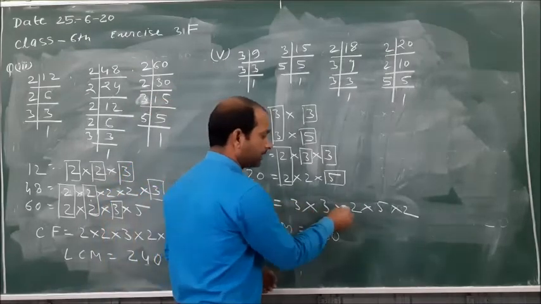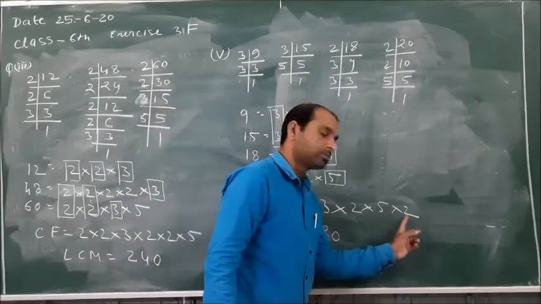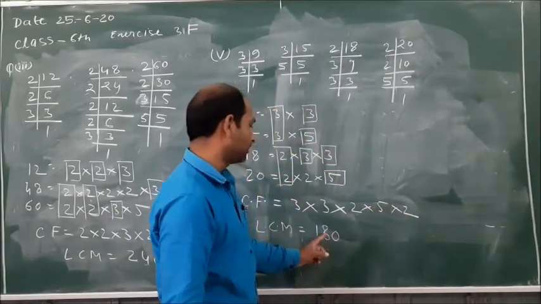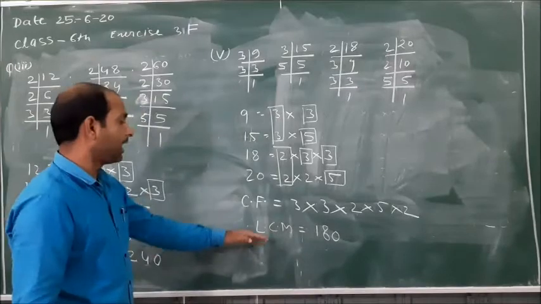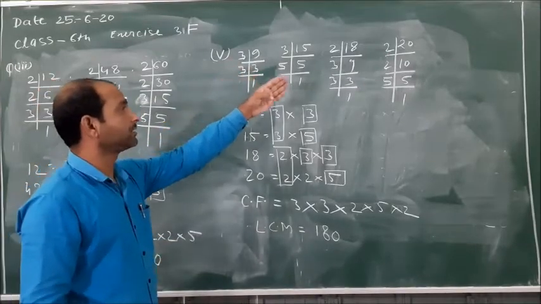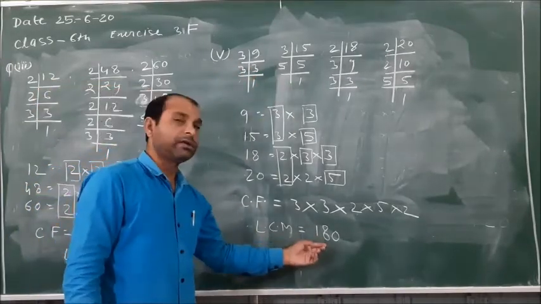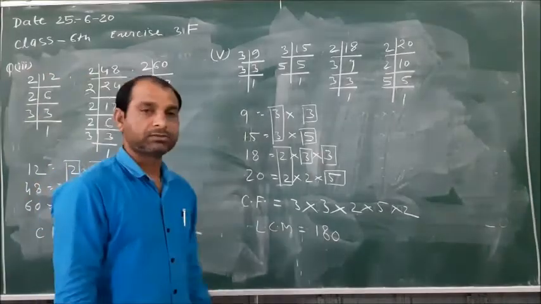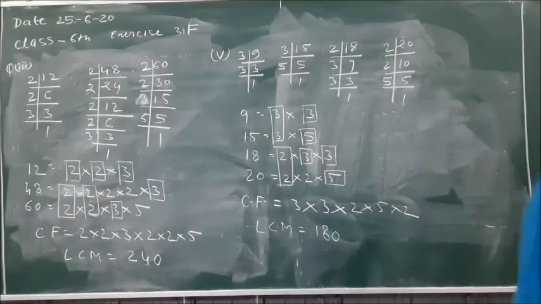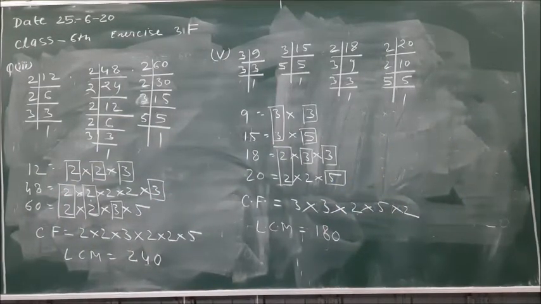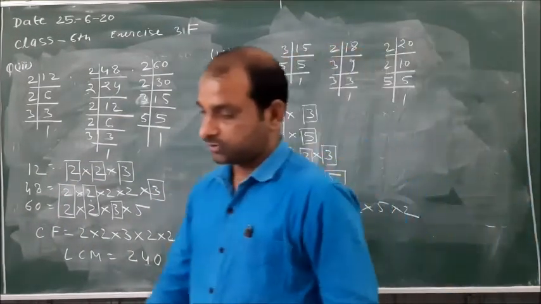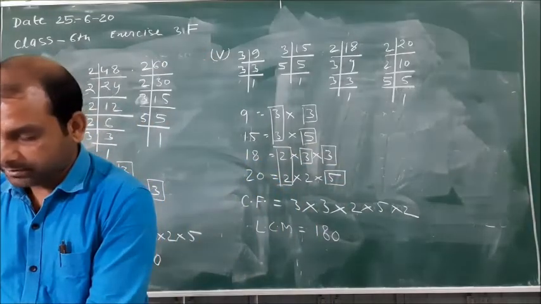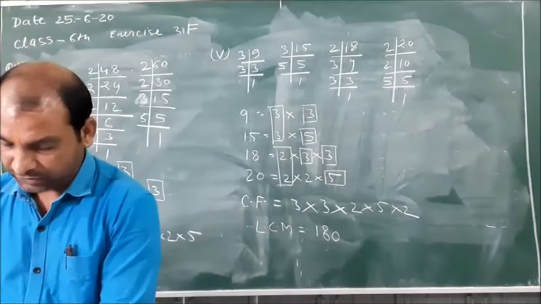3 threes are 9, 9 twos are 18, 18 twos are 36 and 36 fives are 180. This is the LCM of 9, 15, 18 and 20. So 180 is the LCM of these numbers. Now the question number 3. Now dear students, question number 3 I will tell you after this video.